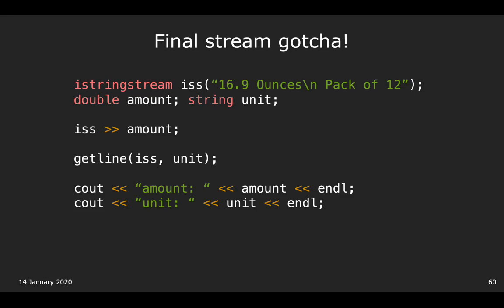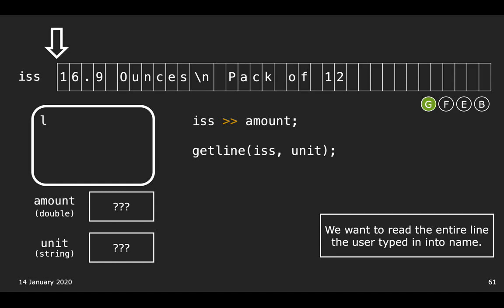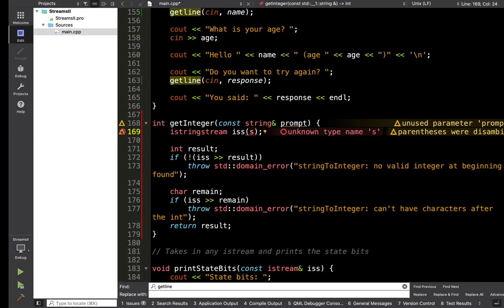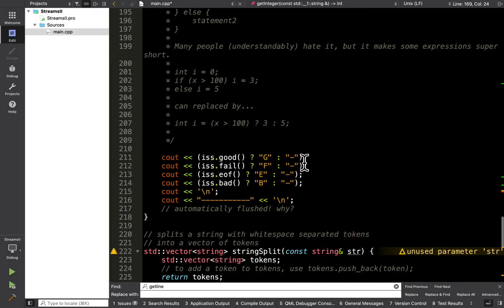I kind of alluded to this before, but if you mix an extraction operator with a getLine, weird things happen, because when you try to read using the extraction operator, it reads up to the white space, but it doesn't skip the white space. Well, actually, there's a little bug on this slide. Okay, let's change the example. Remove ounces. Let me just write the example here.